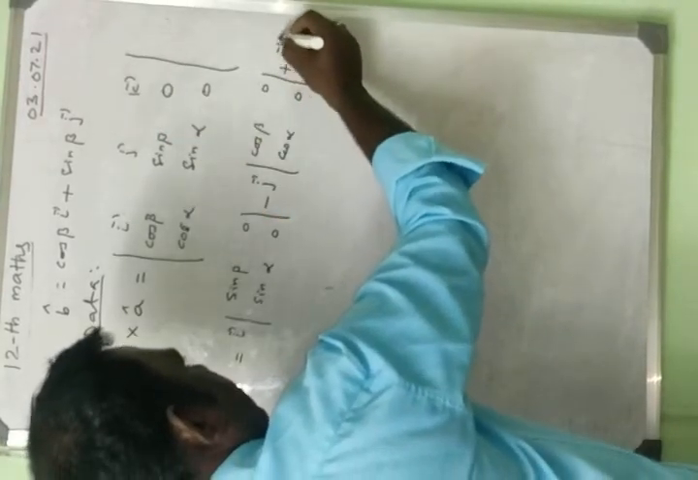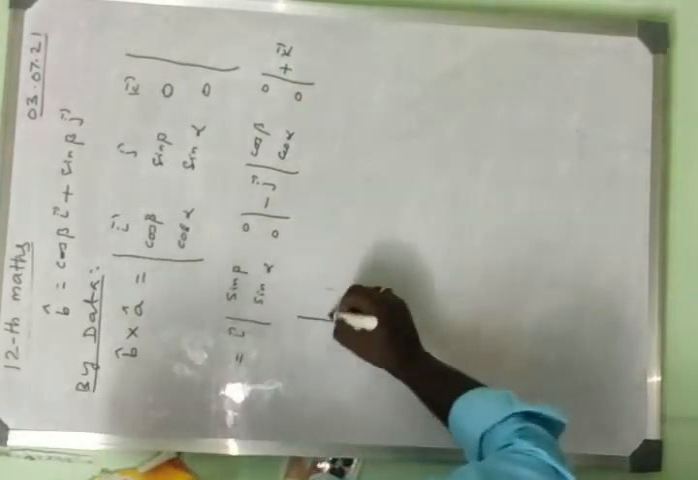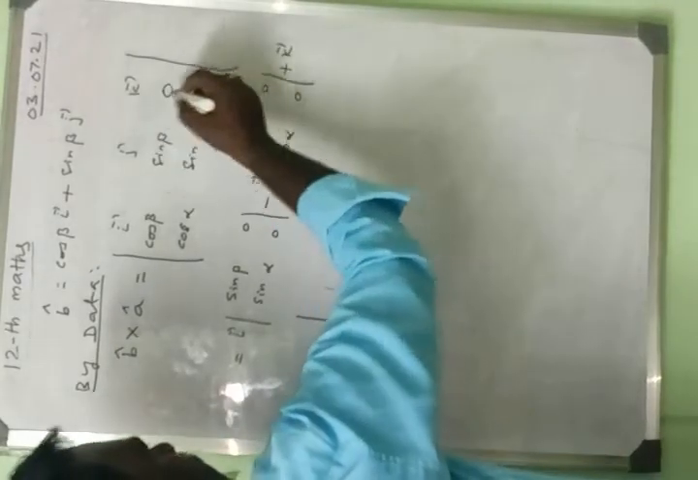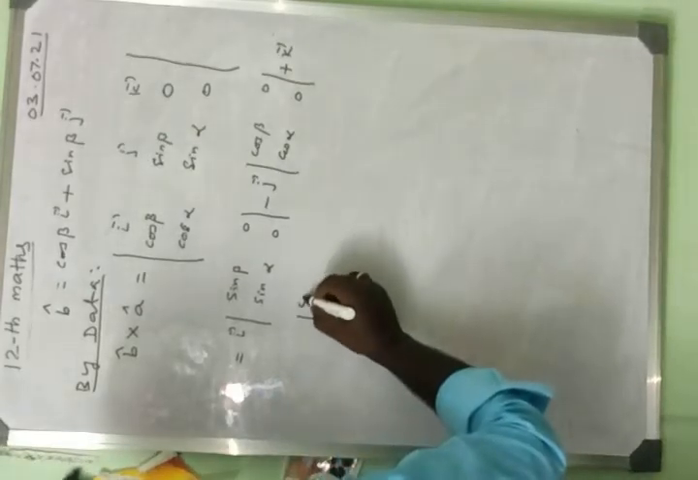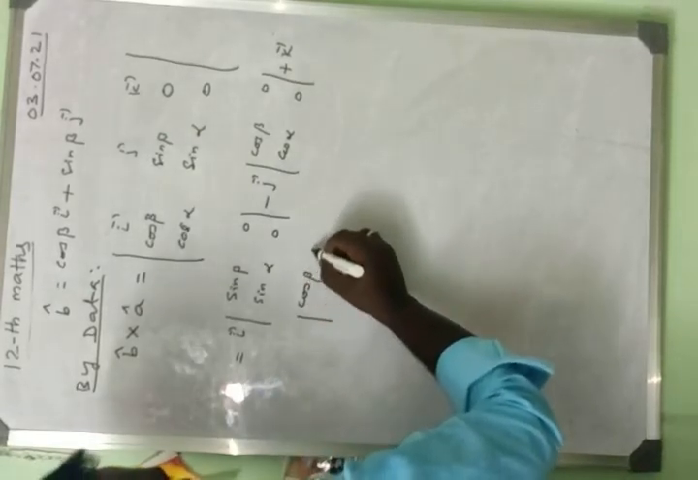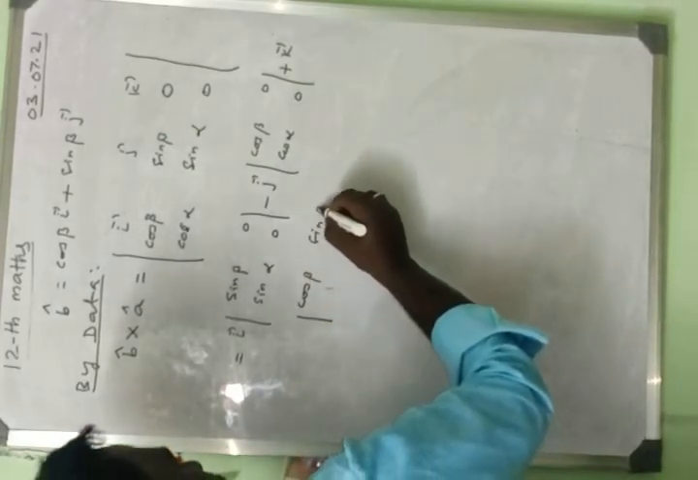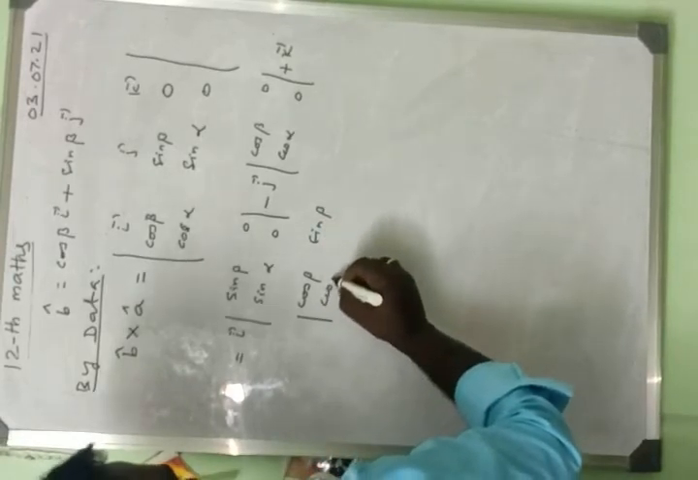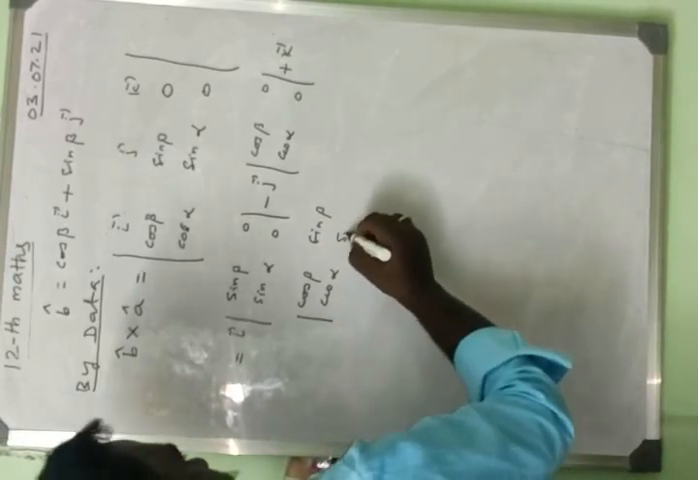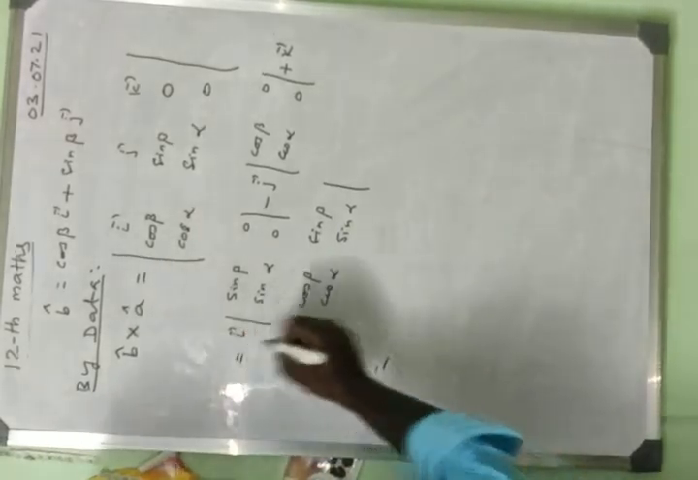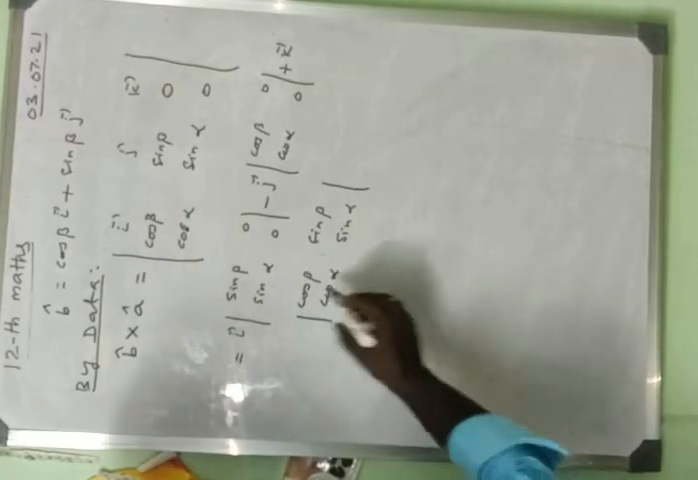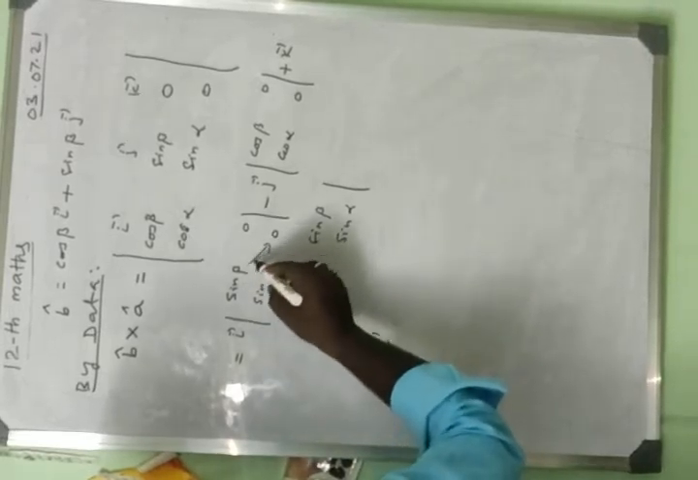k into the minor matrix. Now what is the minor matrix of k? We eliminate the first row and third column. So what is remaining? Cos beta, sin beta, cos alpha, sin alpha. That's equal to, now cross multiply: vector i into sin beta into 0, we get 0.